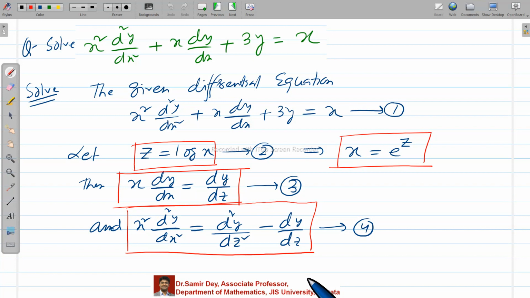One more piece of information I should add here. If you are a BTech student, then you should write directly these two. But if you are a BSc Mathematics honors student, then you have to prove it. First you have to derive it, then only you can apply it. Otherwise not.